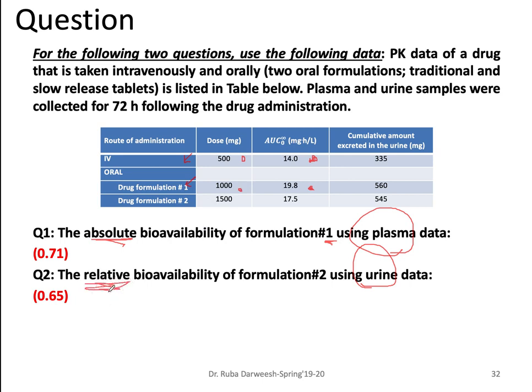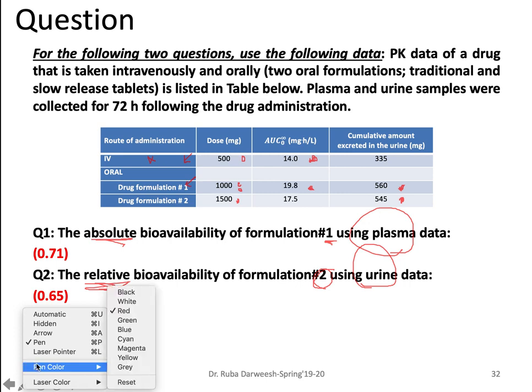And for the second one, we need the relative bioavailability for formulation 2 using urine data. So I need the relative for the second formulation, using urine data, so I need to use this with this dose. But it didn't tell me relative to what. By default, as I have one oral formulation and IV, it won't be IV for sure, because otherwise it would be absolute, not relative. So I need to use the other extravascular formulation with its dose.